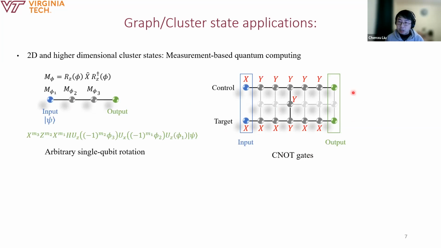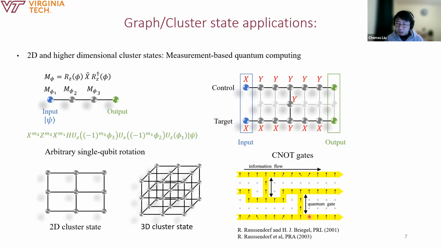Similarly, here we show how we can perform a CNOT gate operation on a two-qubit state. We apply CZ gates to connect the input qubits with the prepared 2D cluster state and measure the rest of the qubits according to this measurement pattern, and then the remaining two qubits will be in the state corresponding to the result. In these two seminal papers from 2001 and 2003 by Raussendorf and Briegel, they show that 2D and higher-dimensional cluster states are proven to be a universal resource state for measurement-based quantum computing, which means universal quantum computing can be achieved using these resource states.